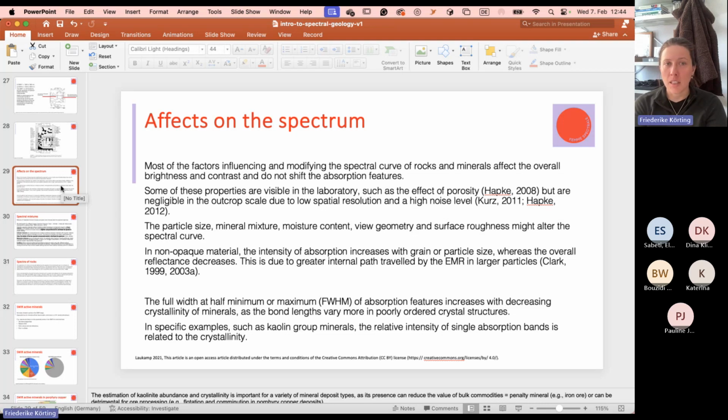There are some influencing factors that can modify and shift absorption features, not only in brightness and contrast. Some of them are visible in the laboratory. Some of them will become more apparent when we look at field collected data, so with some atmosphere between them.